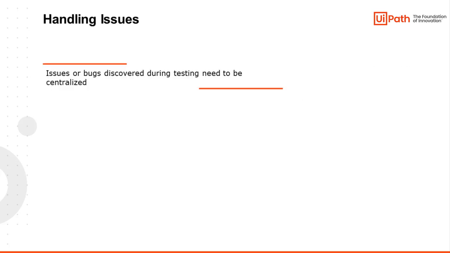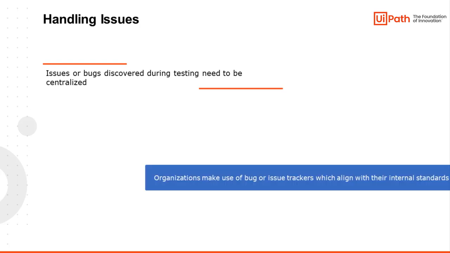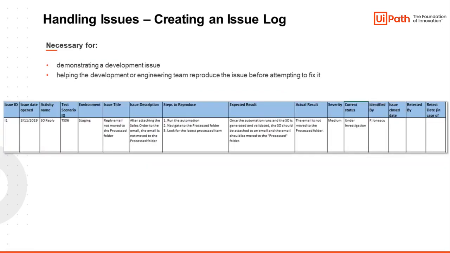Inevitably, during testing, issues or bugs will be discovered and need to be centralized. Companies which have software development departments will often use a bug or issue tracker such as Jira, Bugzilla, HP ALM, Mantis, whereas other companies will use issue or bug tracker tools built in Microsoft Excel or Word to do the job. An issue log demonstrates the development issue and helps the development or engineering team reproduce that issue before attempting to fix it. Ideally, a good issue log contains the following items.